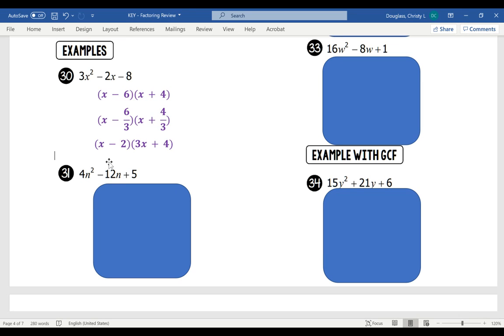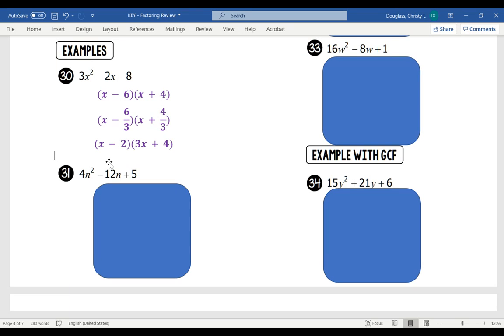How do you multiply two numbers and get a positive, but when you add them, you get a negative? The two numbers must both be negative because a negative times a negative is a positive, but a negative plus a negative is another negative. So I know I'm looking for two negative numbers that multiply to be 20 that add to be negative 12.